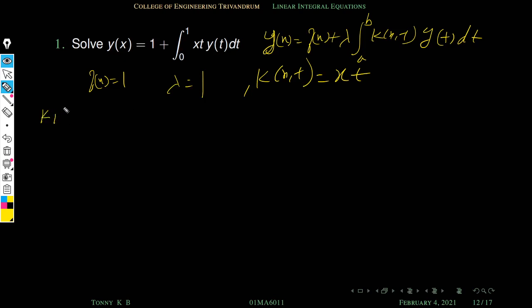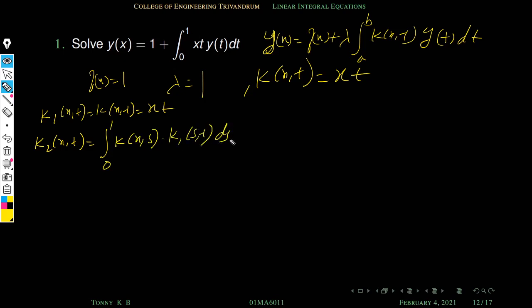We know that k1 of xt is the same as k of xt, and k of xt is xt. So k1 is xt. Then how to find k2? K2 of xt is defined like this: integral a to b, so here a to b means 0 to 1, integral 0 to 1 of k of x s into k1 of s t ds.